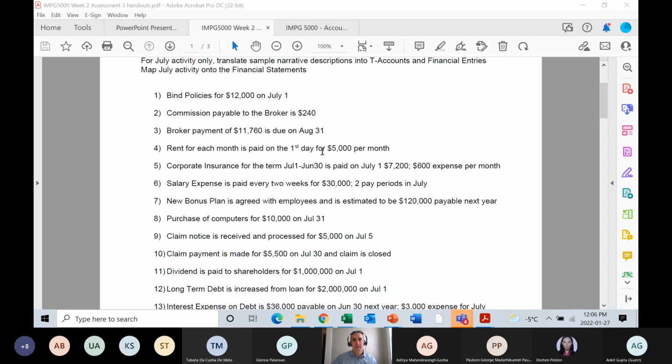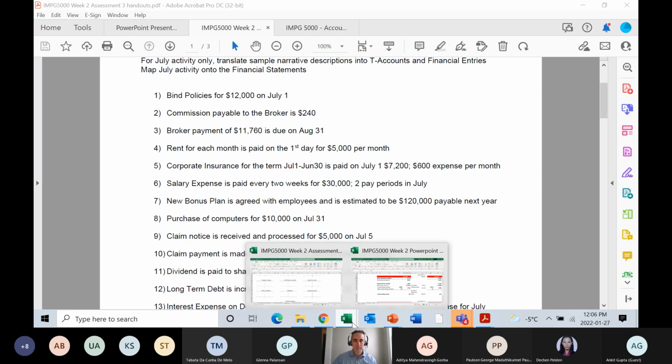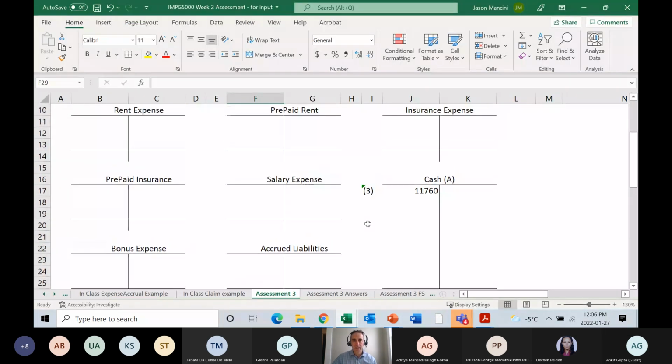All right, so here we go. Rent paid the first of the month, $5,000. Right away, let's hit cash, increased cash, $5,000, item number four. Oh, sorry, my mistake already. Cash went out. We didn't receive the rent, we paid rent. So we decreased cash by $5,000. A decrease in that asset is a credit, right-hand side.